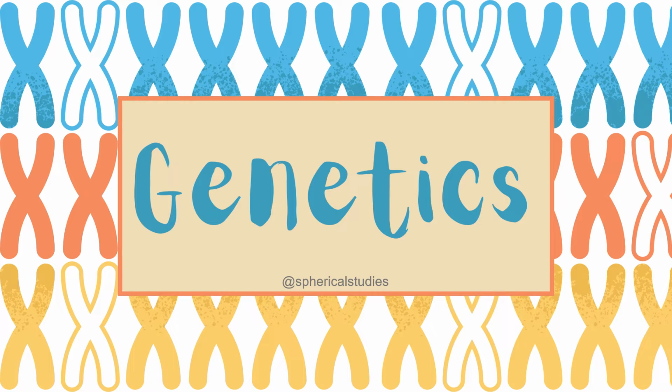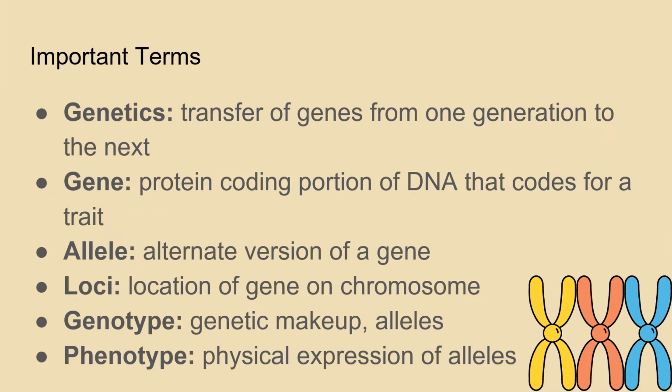So hey guys, today we're going to be talking about some basic genetic concepts. To start, we're just going to go through some important terms. First of all, what even is genetics? It's simply the transfer of genes from one generation to the next. A gene is just the part of DNA that codes for a certain trait. Alleles are alternate versions of these genes. And where these genes are located on the chromosome is called the locus.